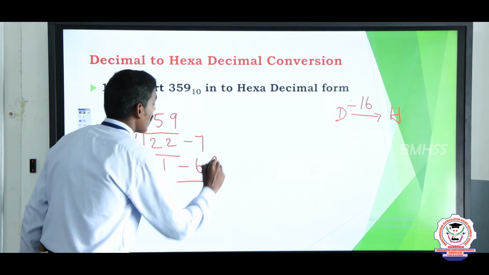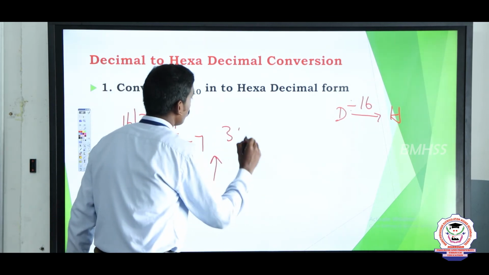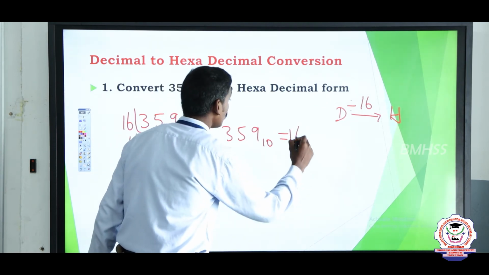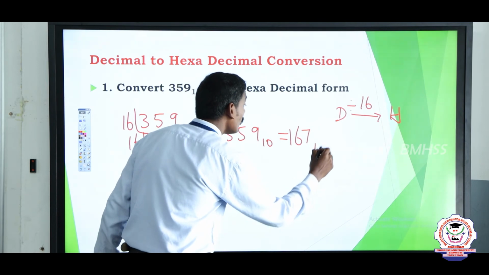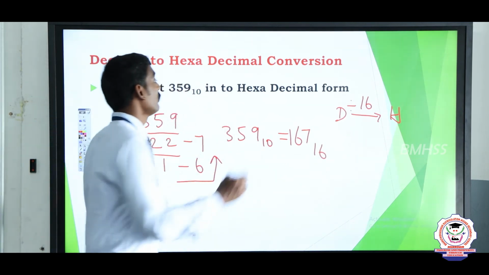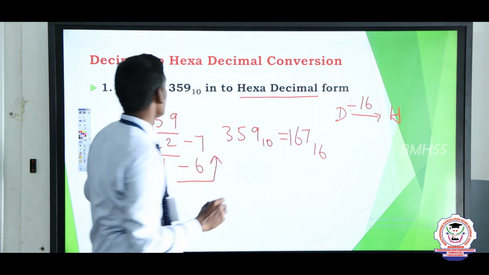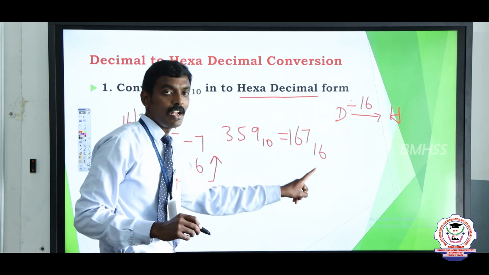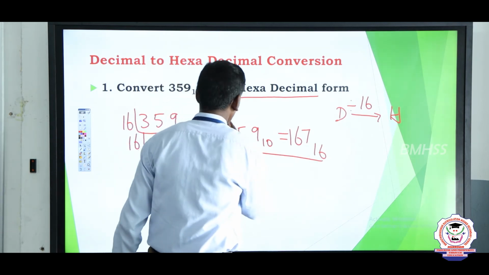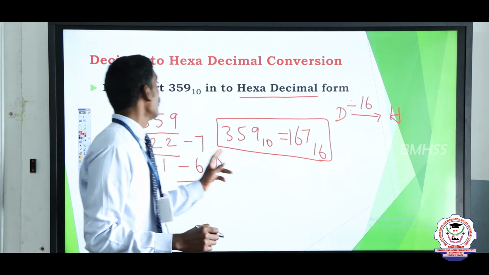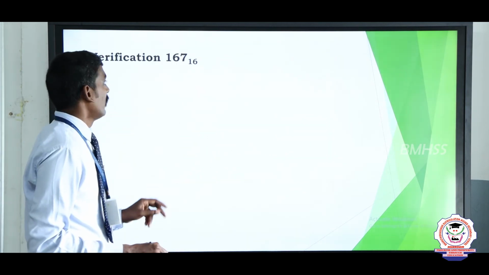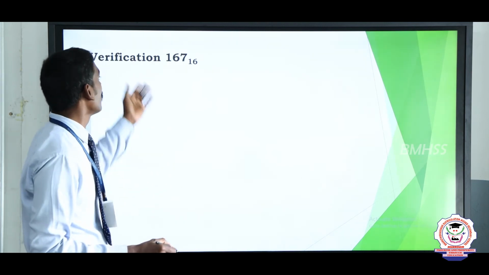So we can write an answer as 359 base 10 equal to 167 base 16. Why we can put base 16 here? Because the reason is we want to convert what? Decimal number system to hexadecimal. So you must put the 16 here. Are you clear, students? This is the conversion of what? Decimal to hexadecimal.